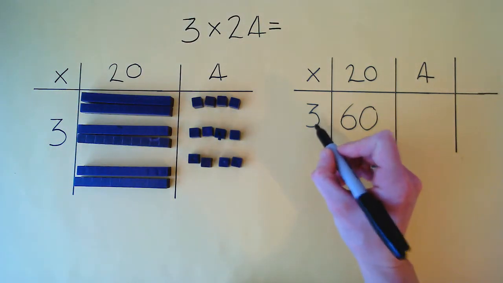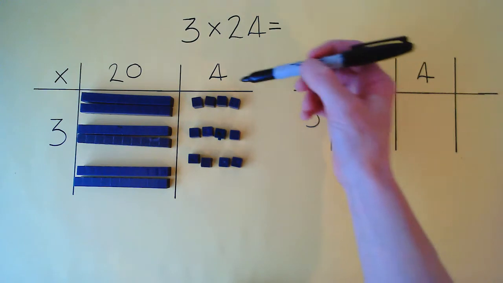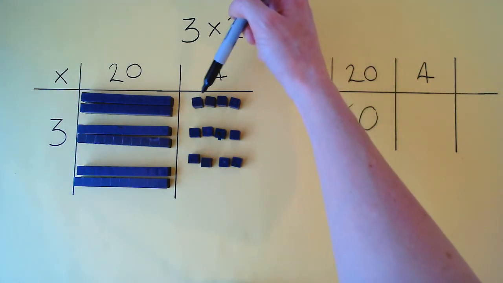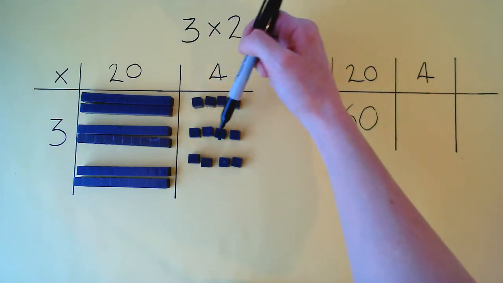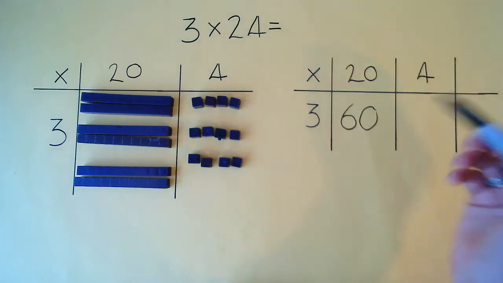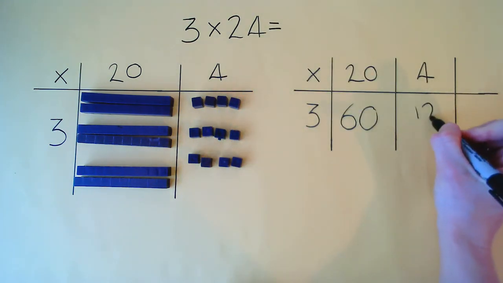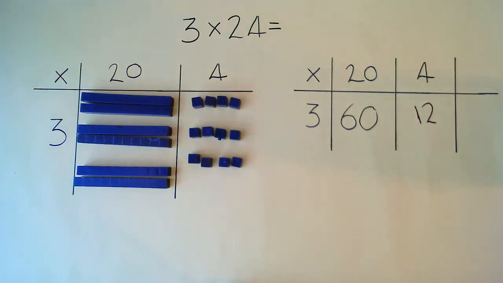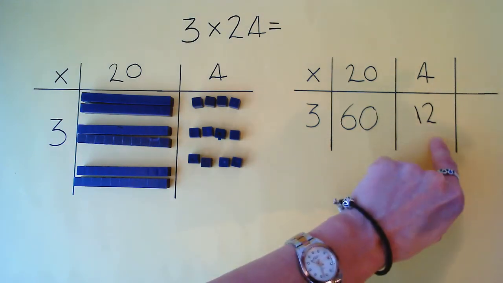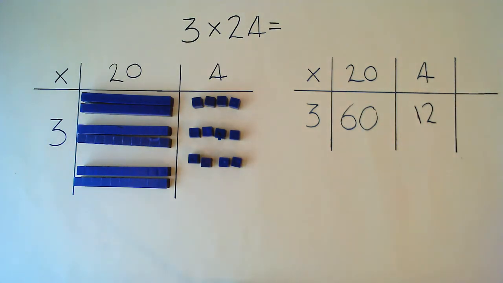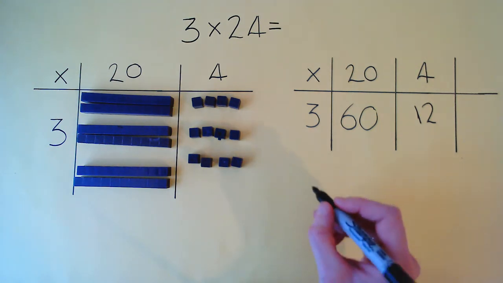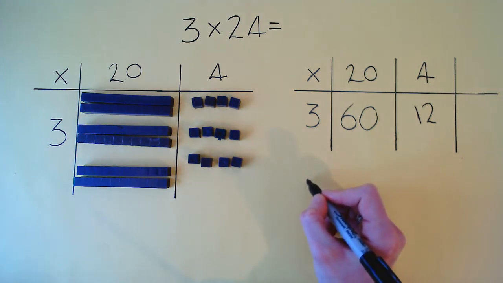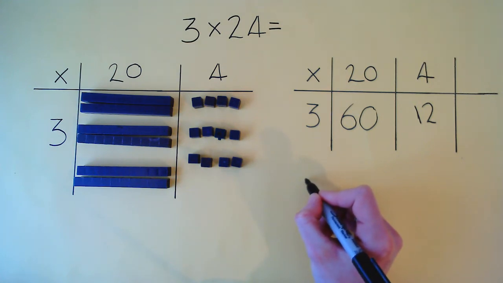Fantastic. And then I'm doing 3 times 4, so if I'm not sure, I can count my Deans. 1, 2, 3, 4, 5, 6, 7, 8, 9, 10, 11, 12. Brilliant. Then we need to add these 2 numbers together. So some of you might be able to do that, but if you're not sure, we can use our column addition that we practiced so much last term.